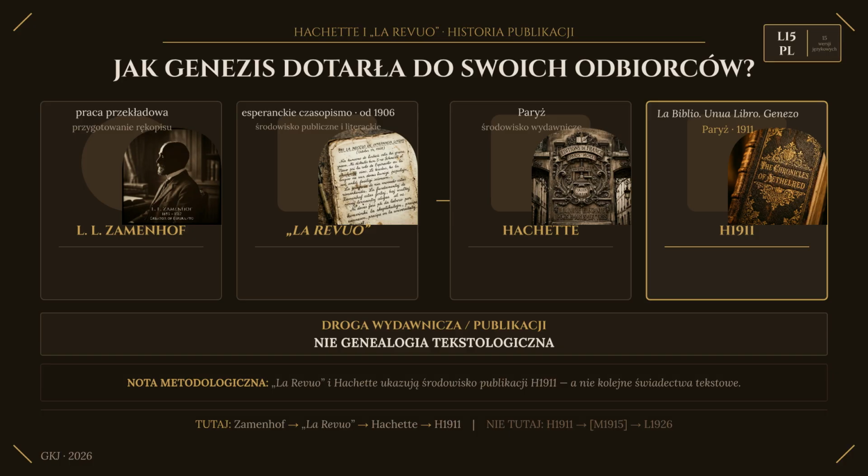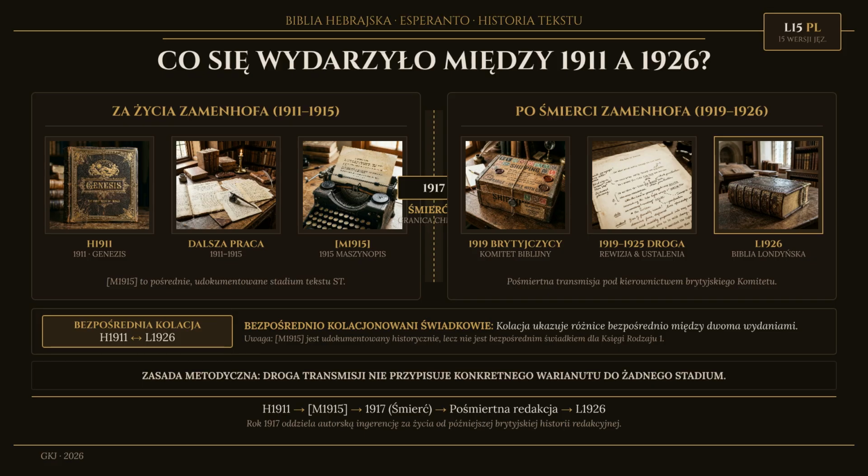It is important to understand the context of the 1911 publication. The involvement of Hachette and La Revue represents the publishing environment of the time, not a textual genealogy. Our analysis must respect this distinction. Between 1911 and 1926, the text underwent significant history. Zamenhof worked on it until his death in 1917, after which the British Bible Committee oversaw subsequent revisions. We must not mistake this transmission path for a single linear variant.